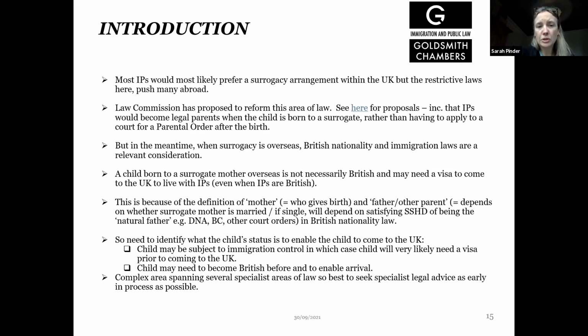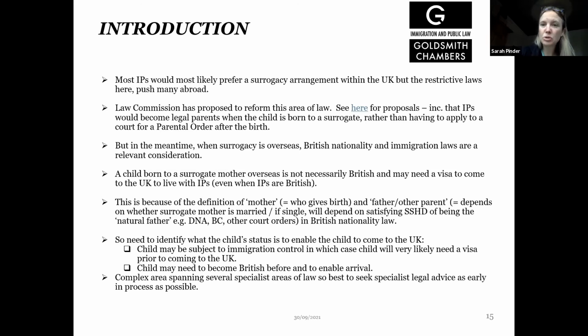So you're not British automatically as a child born overseas, and that is because, as I've set out in the second half of this slide, of the definition of who is the mother and who is the father or the other parent. And there are similarities here to what Fiona has already outlined with the different definitions in the country where the surrogacy takes place. So as you heard, in the USA the intended parent will be classed as the parent at birth, but not necessarily in the UK, and it will vary from country to country.